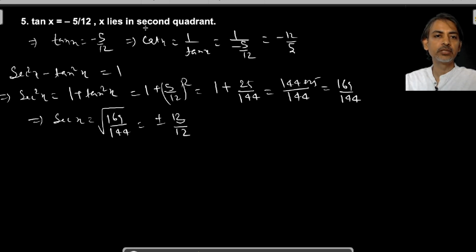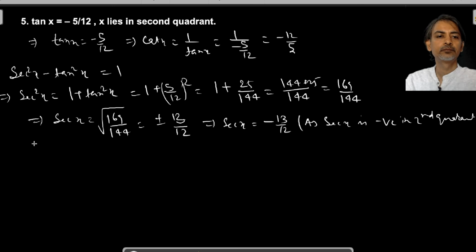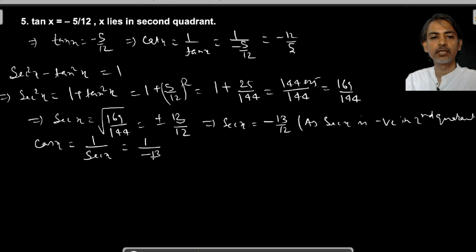Now we know that in the second quadrant sec x also will be negative. This implies sec x equals minus 13 by 12, as sec x is negative in the second quadrant. Now we got sec x. Can we get cos x out of this? Yes. Cos x is nothing but 1 upon sec x. So you get 1 upon minus 13 by 12, so you will get minus 12 by 13.